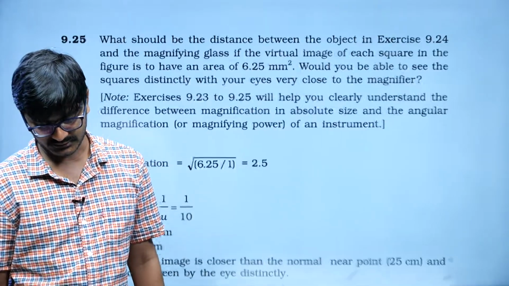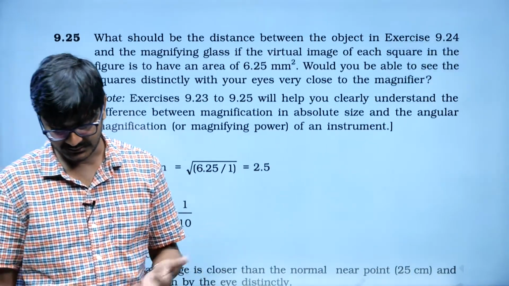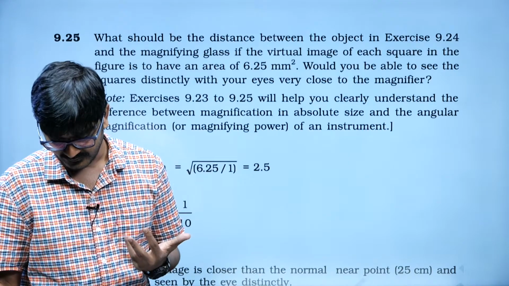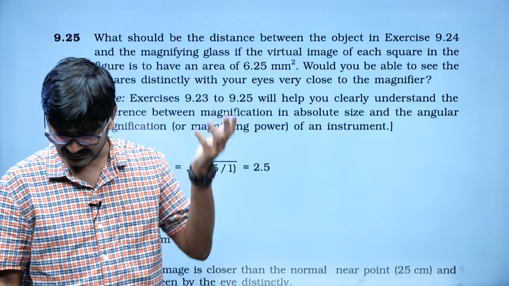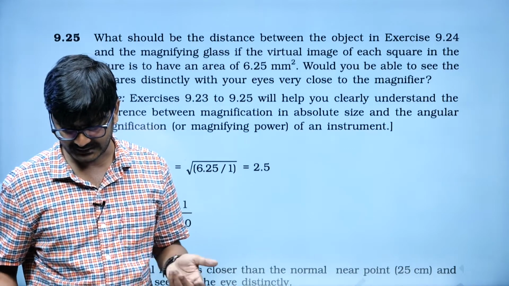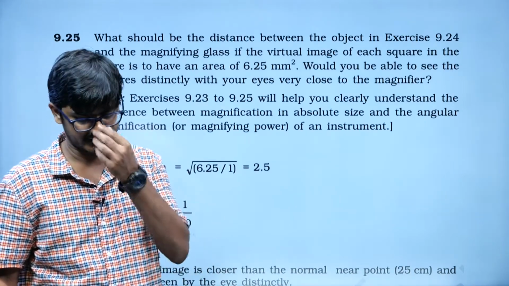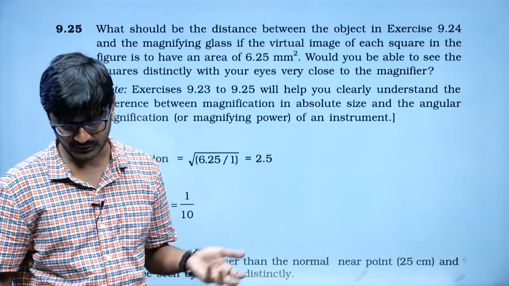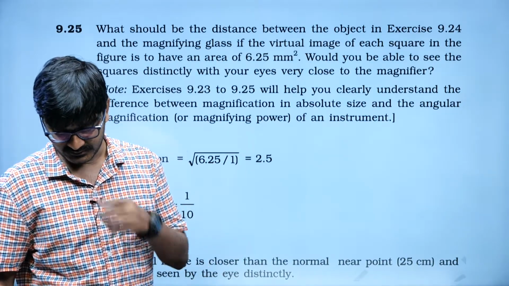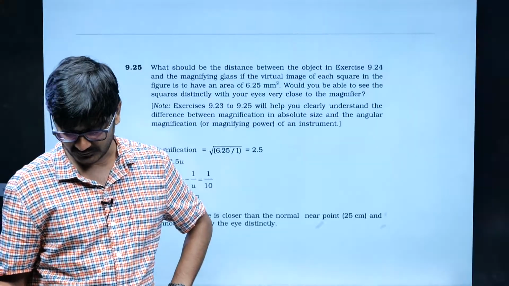Now going to the next question. So they are saying like a square of area, earlier it was 1 millimeter square, now it has to show like 6.25. So you know the magnification. Area is becoming 6.25 times, so you can see like length will become 2.5 times. Yeah, so they said magnification is 2.5 times.